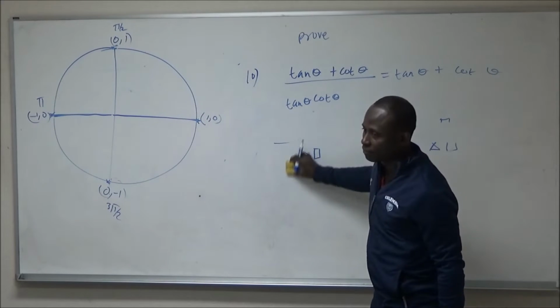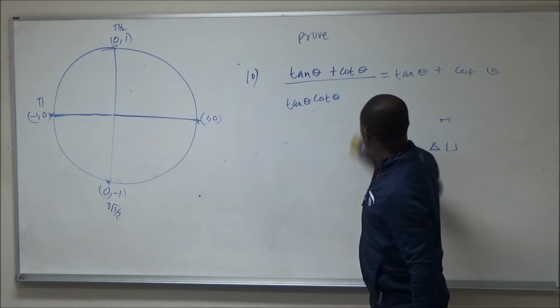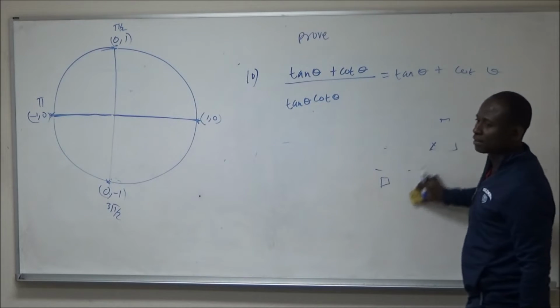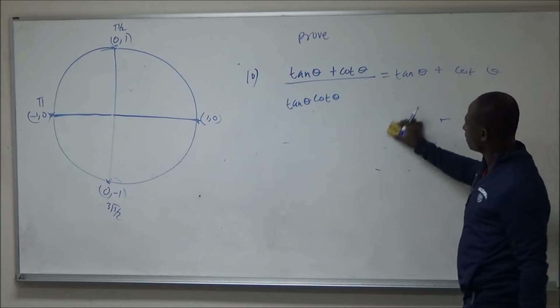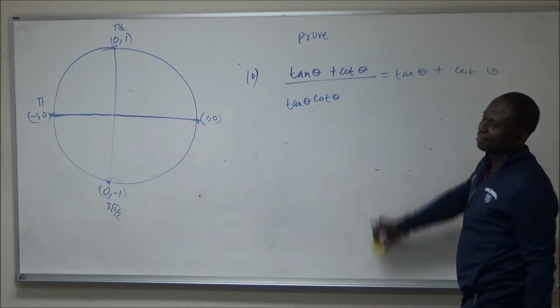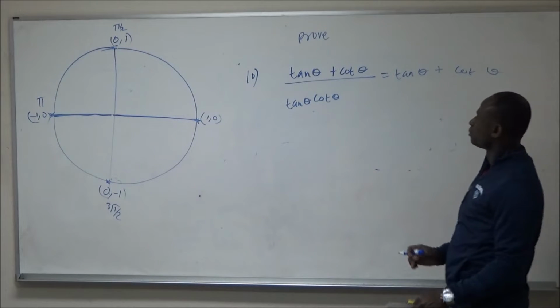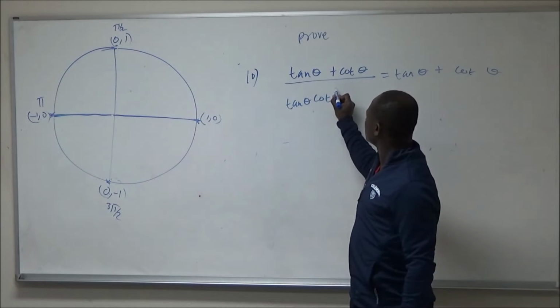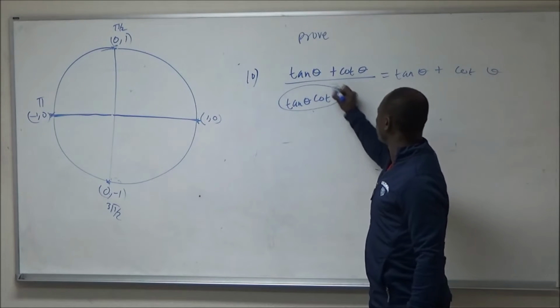I just look at the bottom and then I change tangent to like sine over cosine and then cotangent equals cosine over sine and it just cancels. It became 1. So that's another way to do it. So this is another way to do it. They both work. All of you had it right.